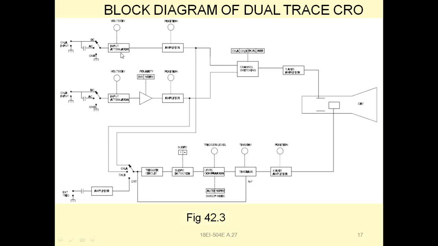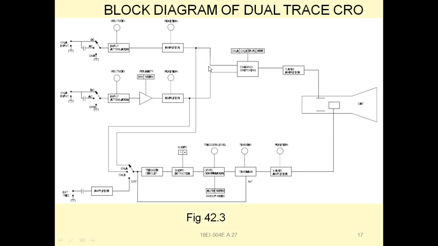Following that switch, there is an input attenuator which can be used for volts per division adjustment. That is, it can either increase or decrease the gain of the input signal or amplifier circuit. And another amplifier circuit is used here, which is meant for position control of the electron beam. By adjusting this, the electron beam can be moved up or down.